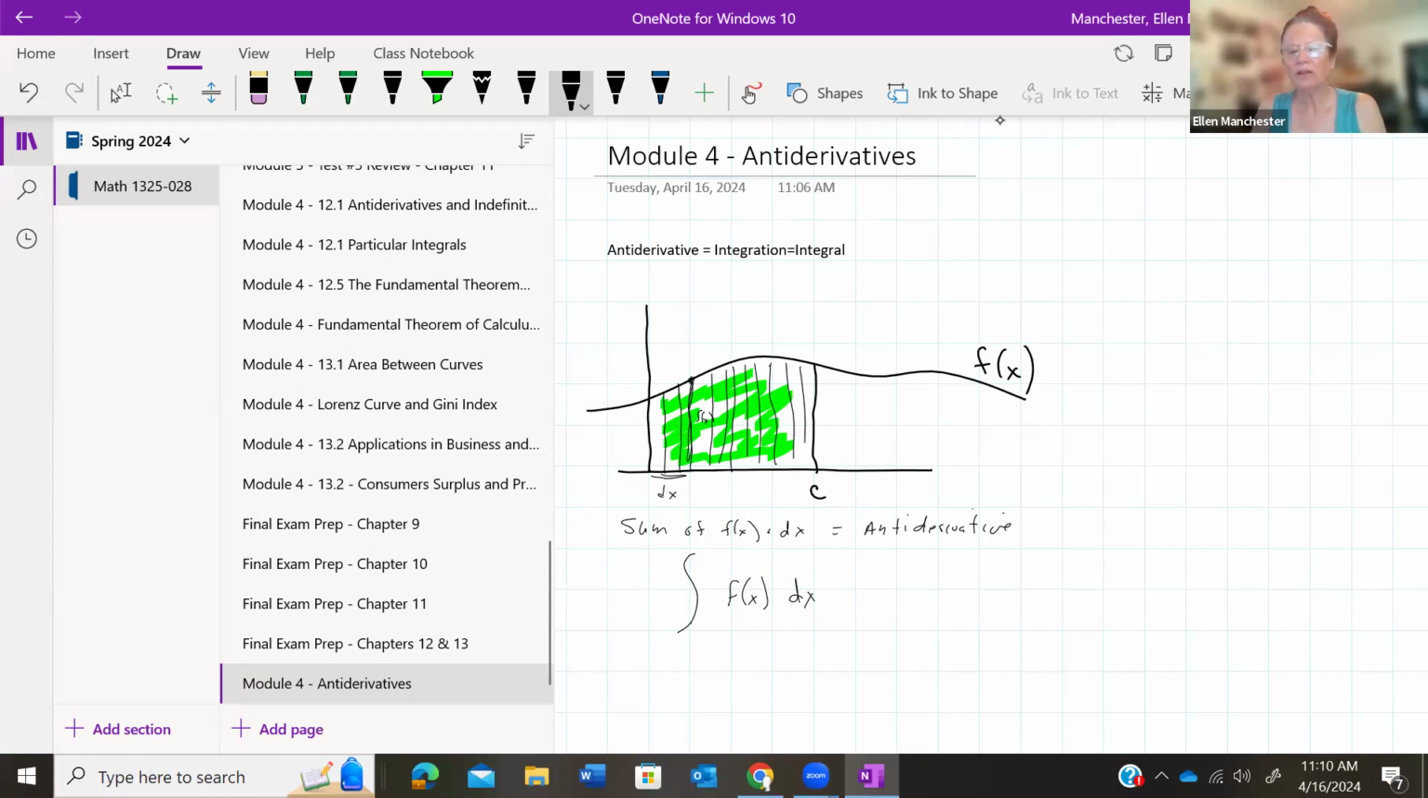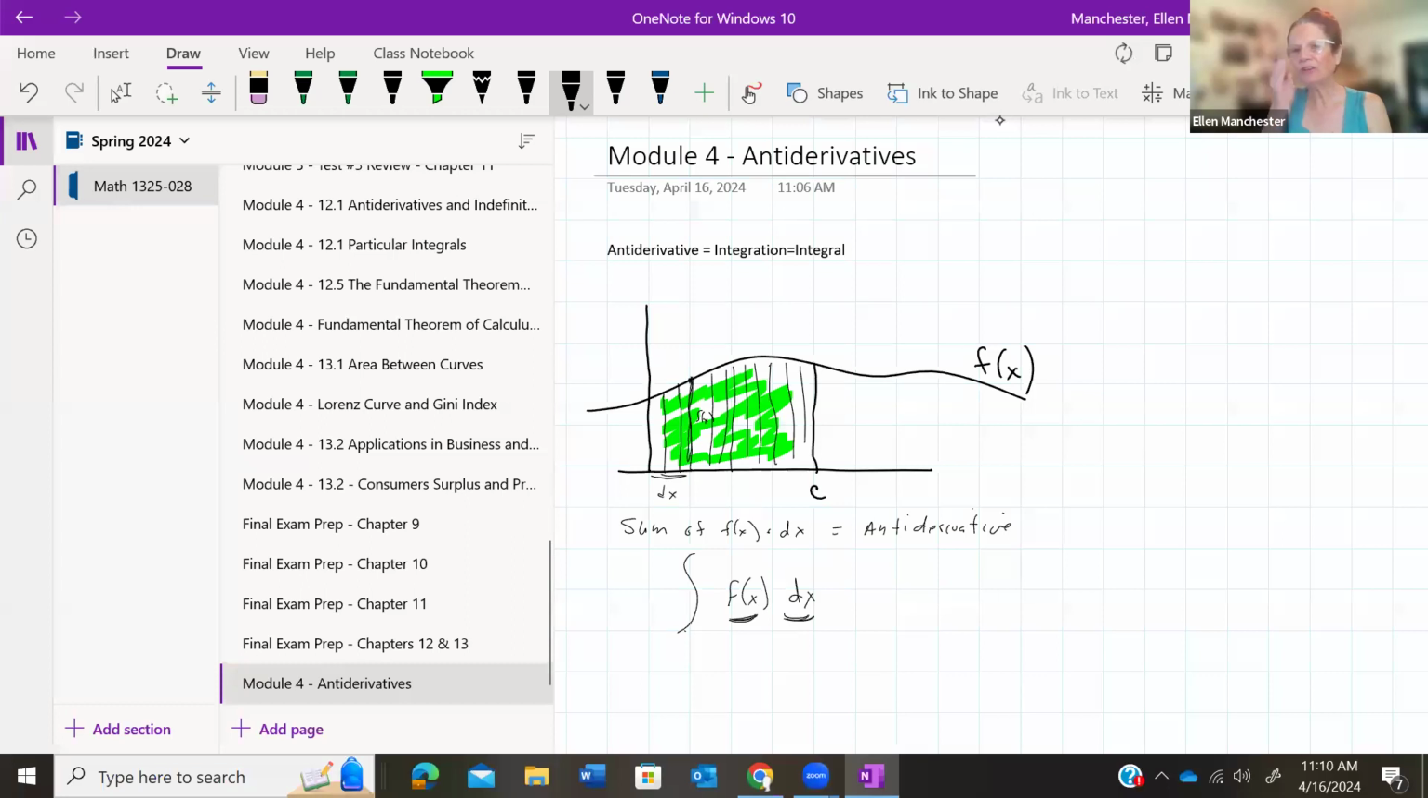This is called the integral sign. This is your function, whatever it is, and this is in terms of x. So you can think of it as the width of each piece that you're adding up. Okay, so we're adding up all of these little rectangles.